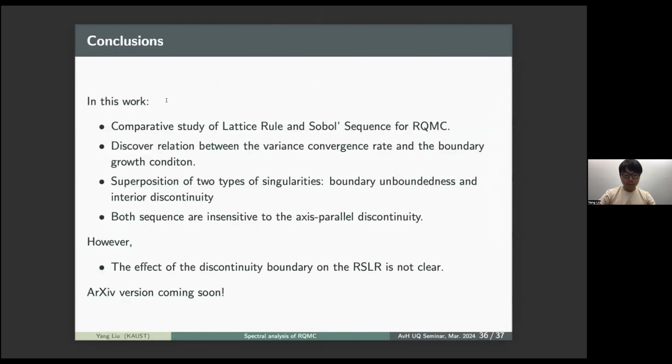So it's time to conclude that this is a comparative study of lattice rule and Sobol sequence. We discover the relation between the variance convergence rate and the boundary growth condition. For the Sobol sequence, the effect is a superposition of two types of singularities, the boundary unboundedness and the interior discontinuity. And both sequences are insensitive to the axis parallel discontinuity. But what is not clear to me is the effect of different types of discontinuity boundary on the lattice rule. It seems that the hyperplane type of discontinuity is more friendly to the lattice rule.